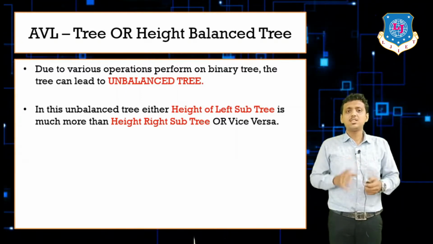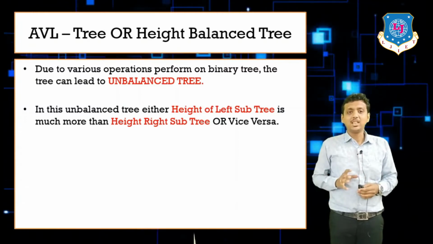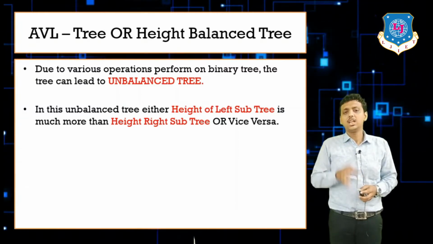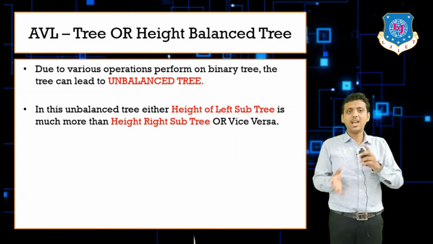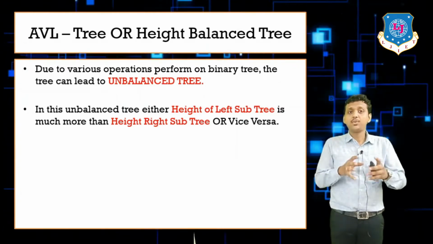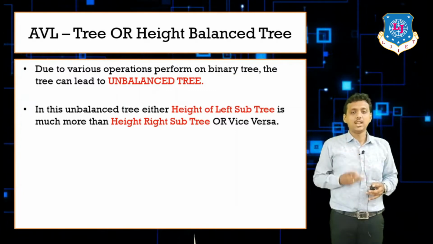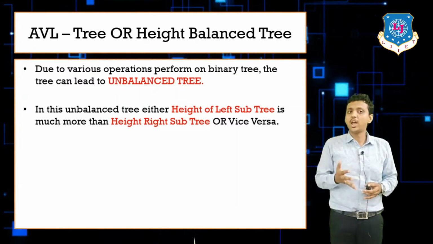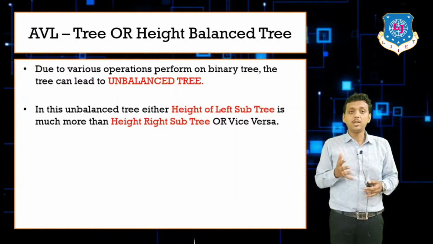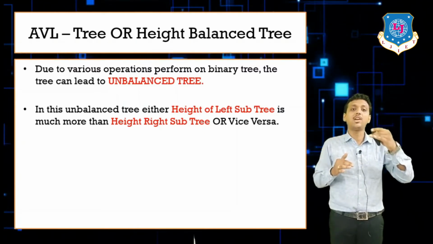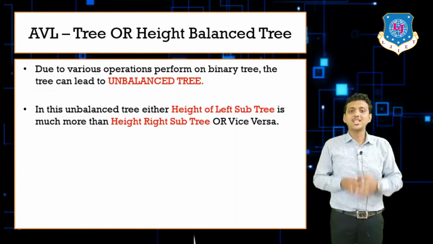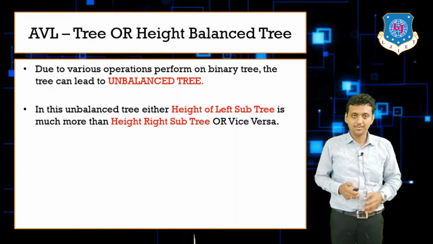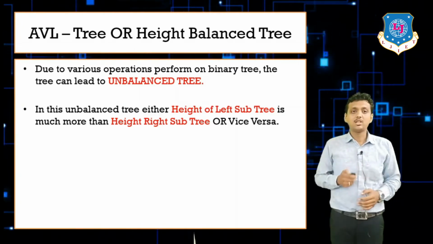Students, the tree is unbalanced when the height of the left subtree is much more than the height of the right subtree, or vice versa. That means if the height of the left subtree is 3 and the height of the right subtree is 5 or 7, that is a vast difference between the heights of the left and right subtree. That tree is known as an unbalanced tree. Okay, so let's move further.